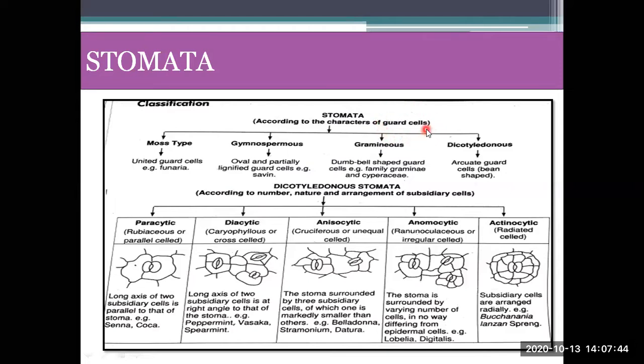Can anybody tell, just now we discussed guard cells, what are guard cells? So, kidney shaped cells. Correct. Okay, so classification is based upon two types. The first classification is based upon the guard cell, that is the kidney shaped cells, and the second is the subsidiary cell. Subsidiary cell, which cells are those?